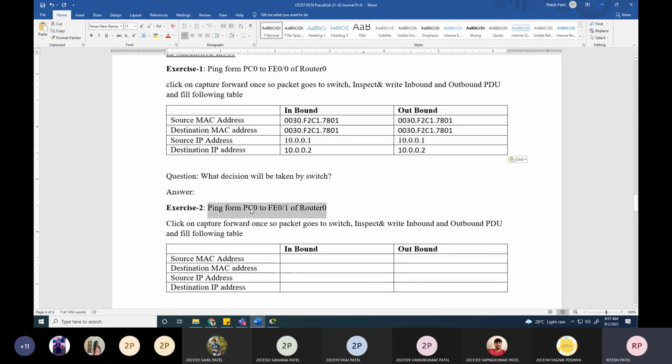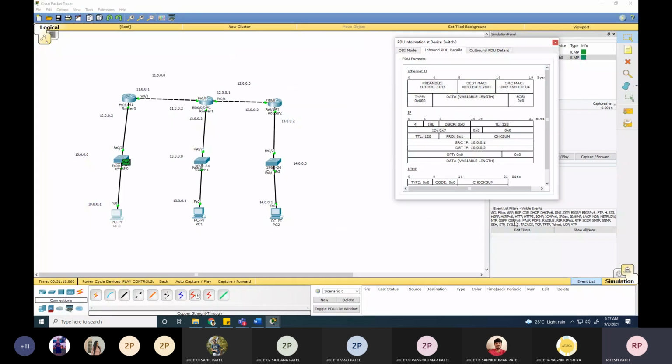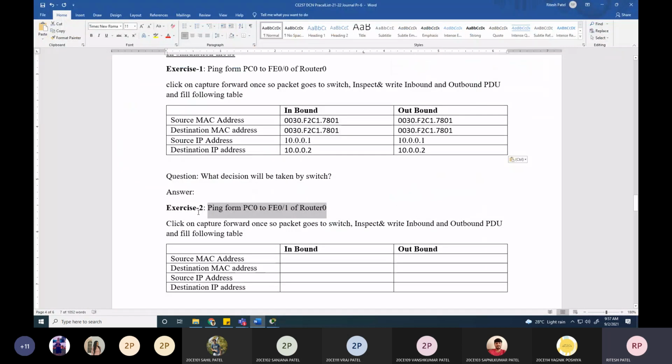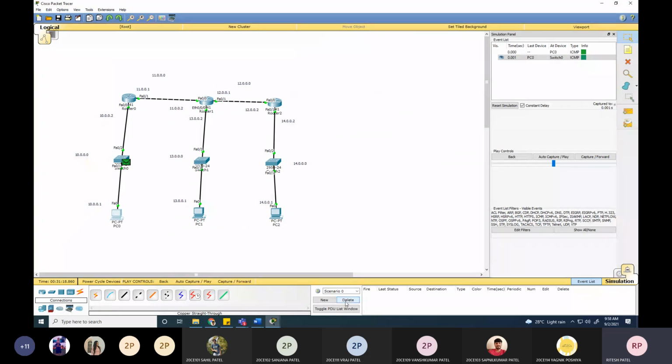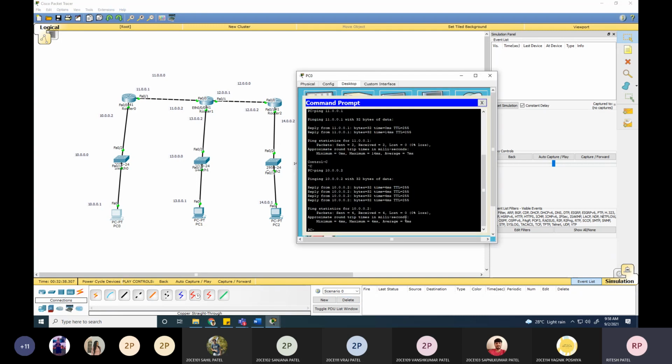Exercise 2, ping from PC0 to FE0/1. Before starting exercise 2, you have to reset your simulation. How to reset your simulation? Click delete multiple times on this button, so everything will be deleted. All the simulations will get reset, all the scenarios which you have created will get deleted, and it gives you a fresh copy.